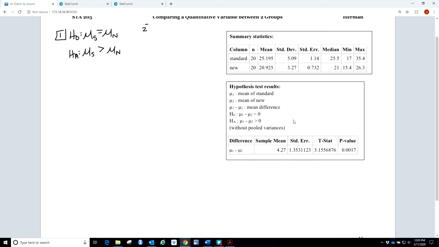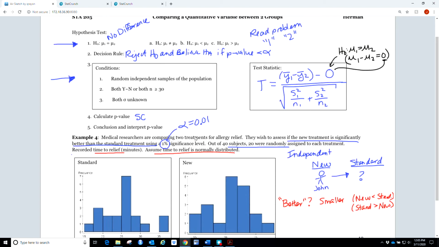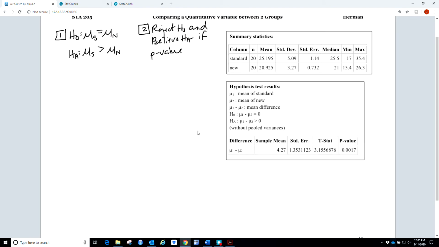Our step 2 has not changed. We are going to reject the null hypothesis and believe the alternative hypothesis if our p-value is less than our significance level, which was given to us to be 0.01. Next, we want to check our conditions.